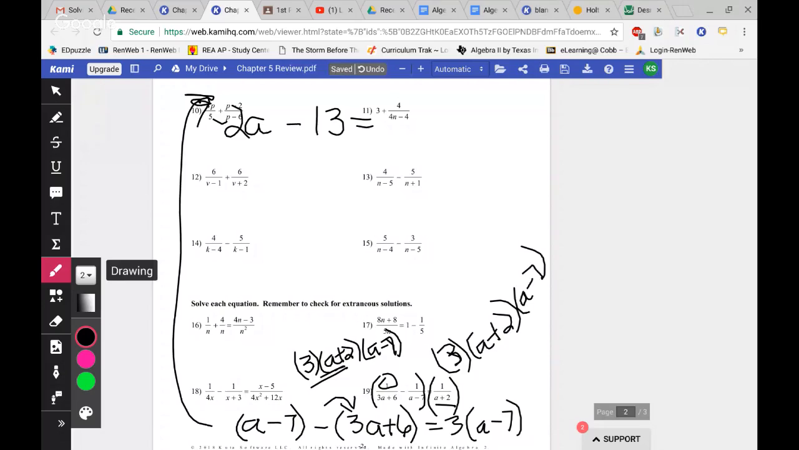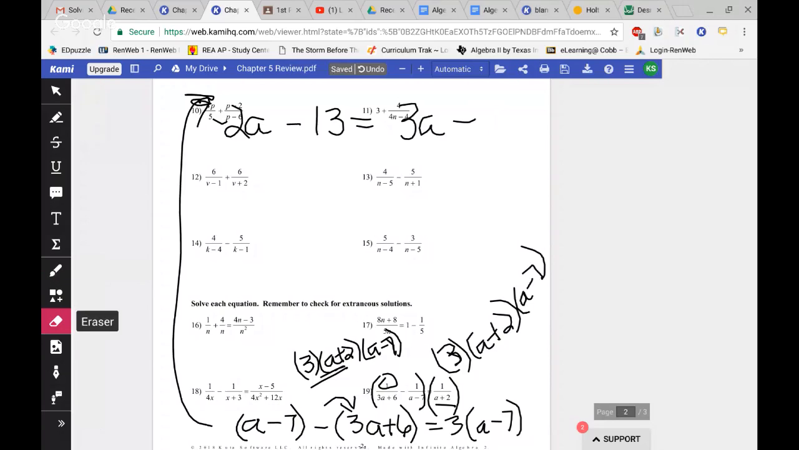And then over here, I've got my 3a minus 7. Now it's a matter of moving things around, getting my variable on one side and my constant on the other in order to solve. Doesn't it equal 3a minus 21? Minus 21, yes, thank you. I appreciate you watching out for me. I said it before, but then didn't write it.